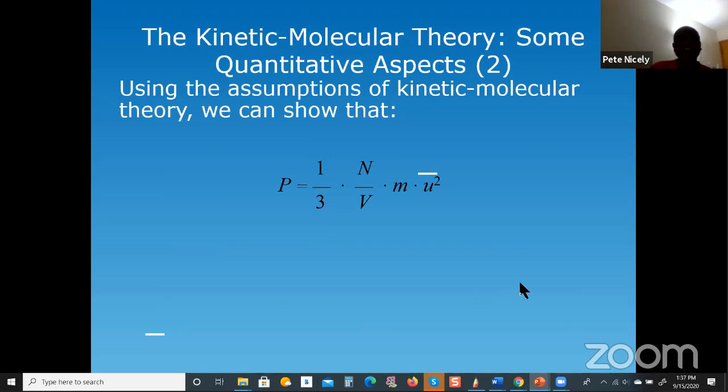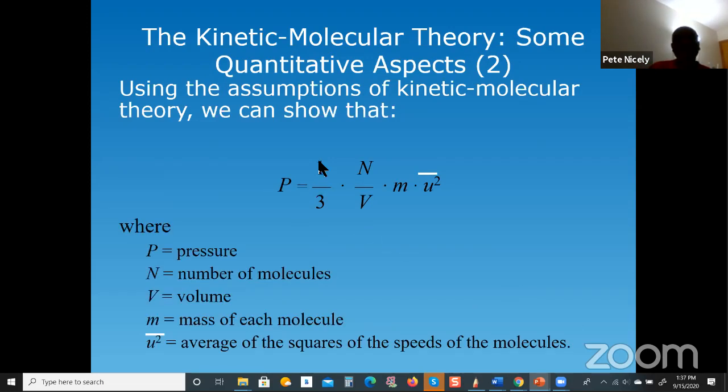So basically what this equation is saying is that the pressure is equal to 1/3 times the number of molecules divided by the volume times the mass of the molecule times this term, which is the average of the squares of the speeds of the molecule. And this shows you the relationship between the pressure of a gas and some different terms.